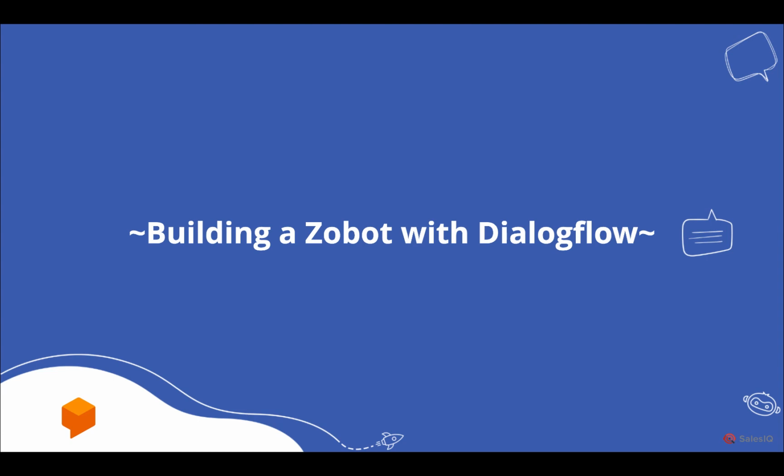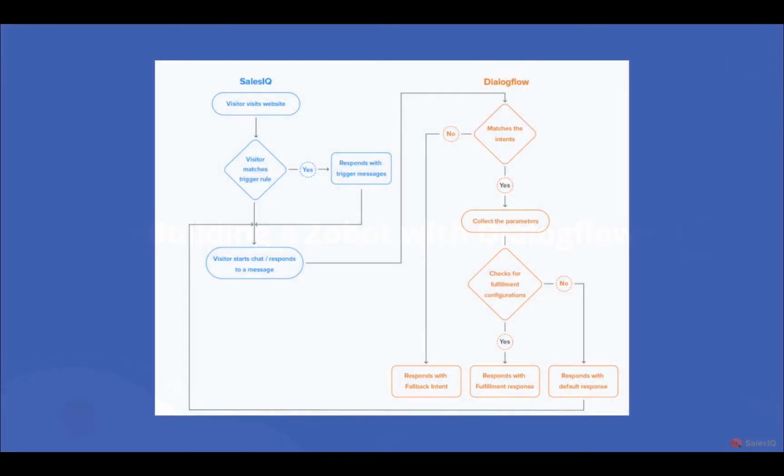So as for the Dialogflow functioning, when visitors are triggered and they respond with a message, the intents that are configured in Dialogflow are checked to see if they match the visitor's message. So Dialogflow does pretty much all of the training for the Zobot using intents and training phrases. Dialogflow responds with the fallback intent if none of the intents are matched, or when the intents match, it's going to collect the missing parameters and then check for fulfillment configurations. Then your fulfillment scripts are executed and responses are returned to the Zobot to be displayed in the chat window.